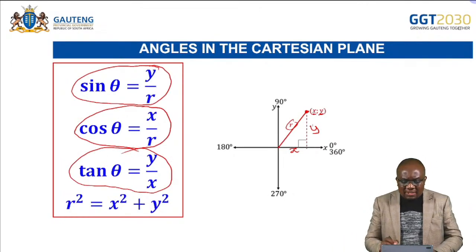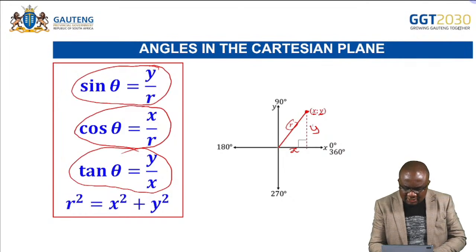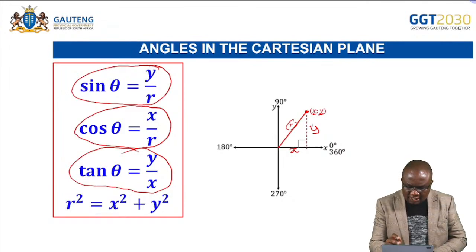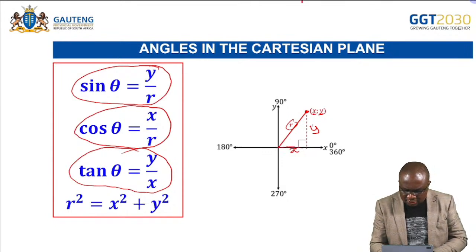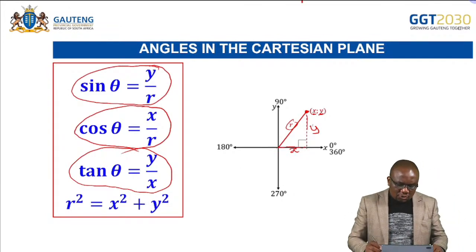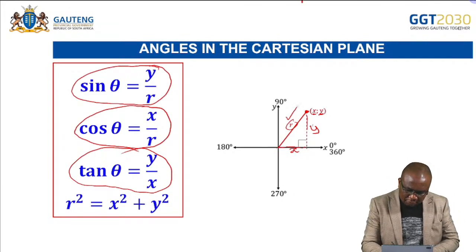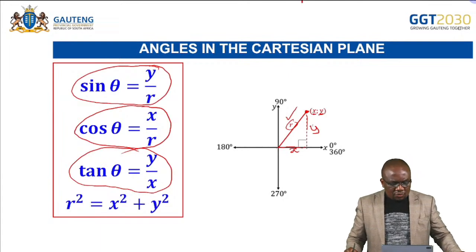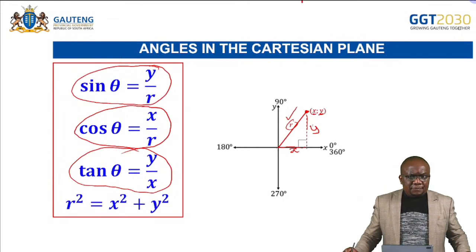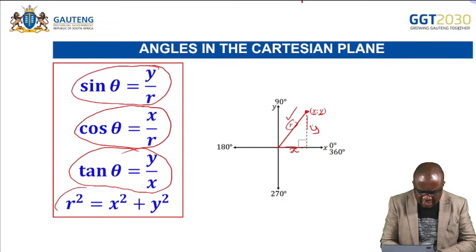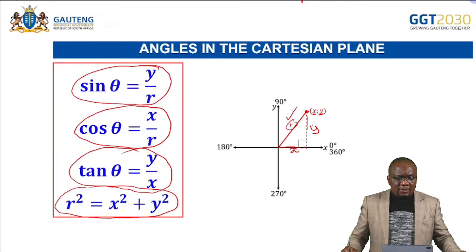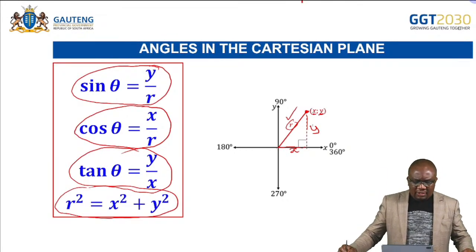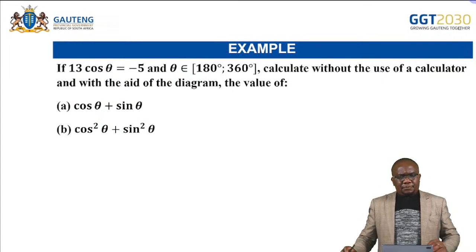And then our Pythagoras theorem, because if you check, this is a right angle triangle. So we're talking about the Pythagoras theorem. r squared, which is the hypotenuse, is equal to x squared plus y squared. Remember that. Write it down if you don't have it. Right, now let's go to an example.